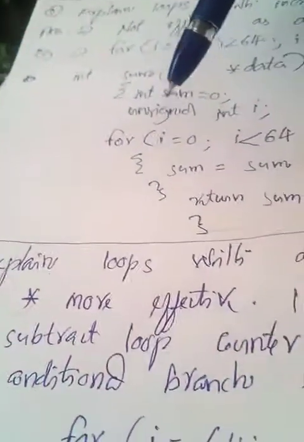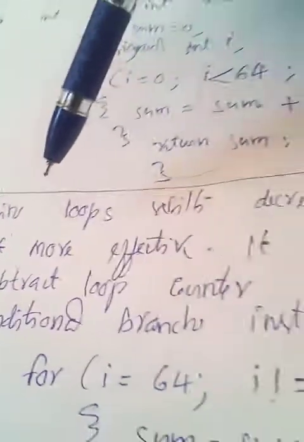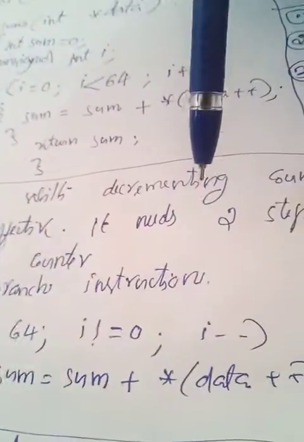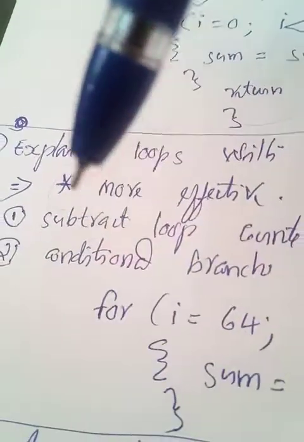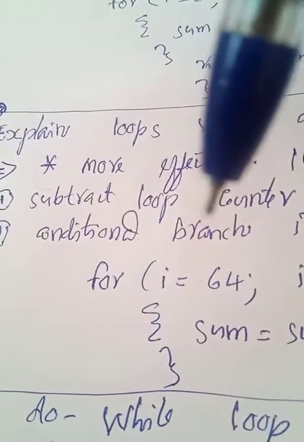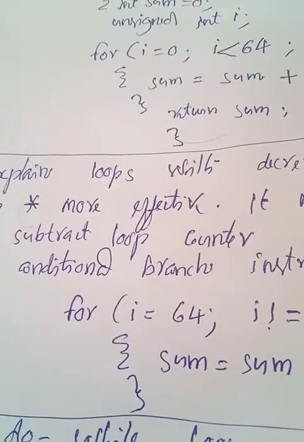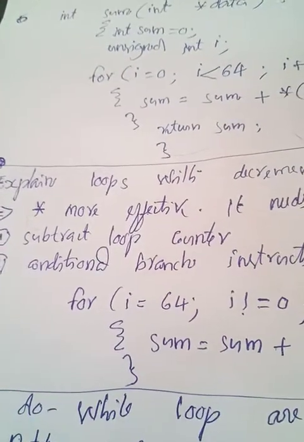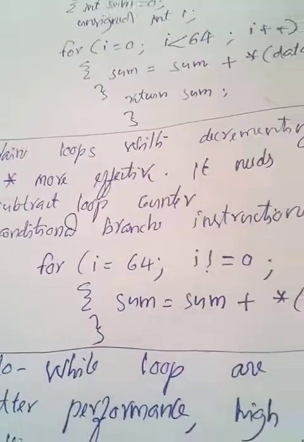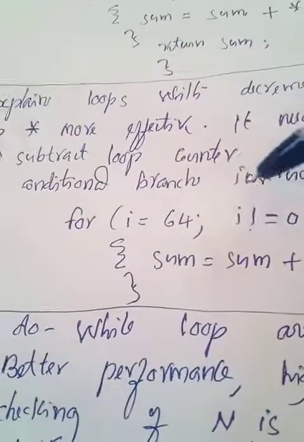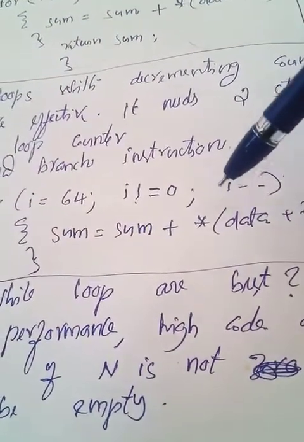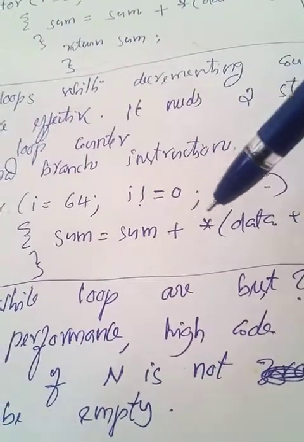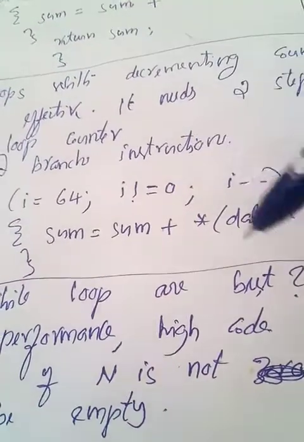Explain loops with a decrementing counter. Loops with a decrementing counter are more effective because they need 2 steps. Previously it required 3 steps, here it's got 2 steps. That is subtraction of the loop counter and conditional branch. You can see for i equal to 64, i not equal to 0, i minus minus. I minus minus means the decrementing loop. Sum equal to sum plus star data plus plus.